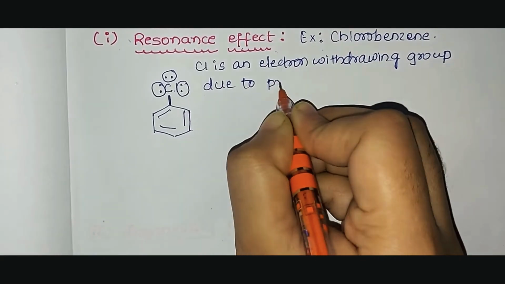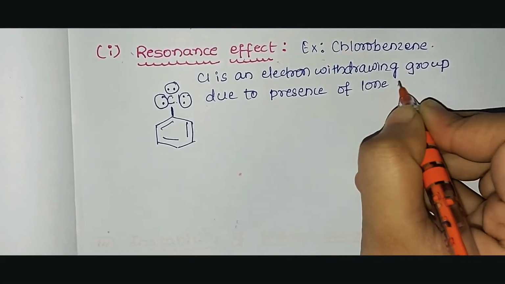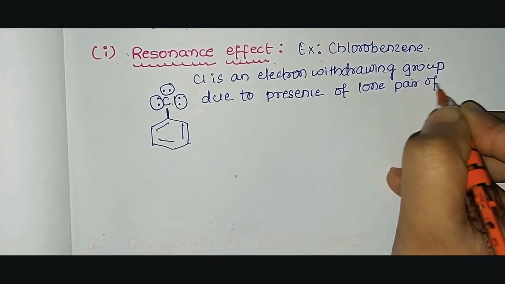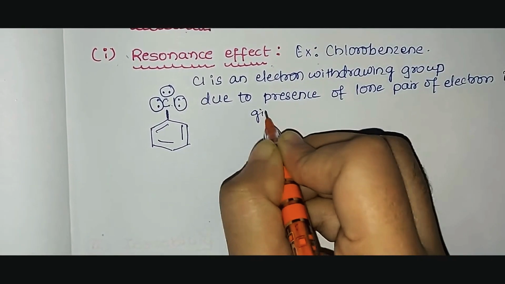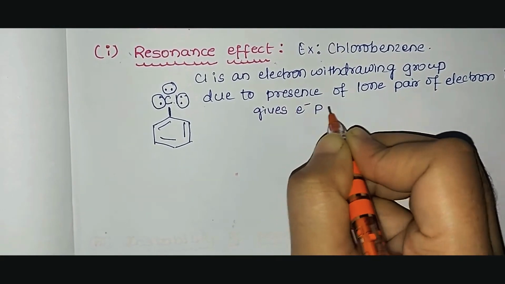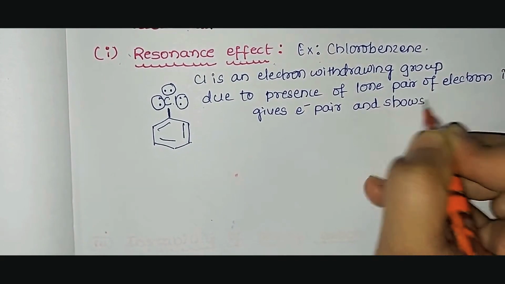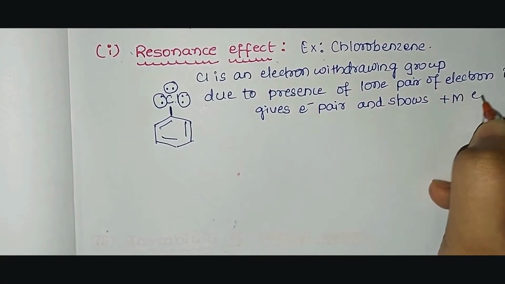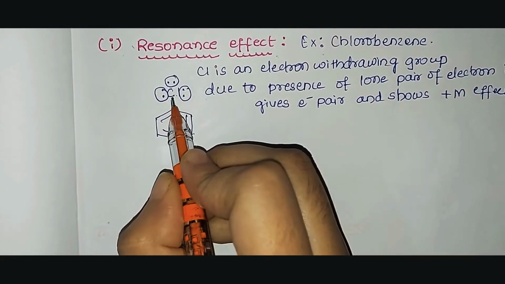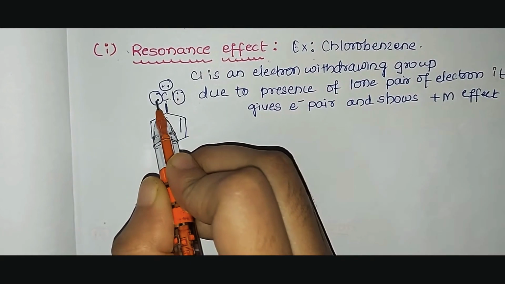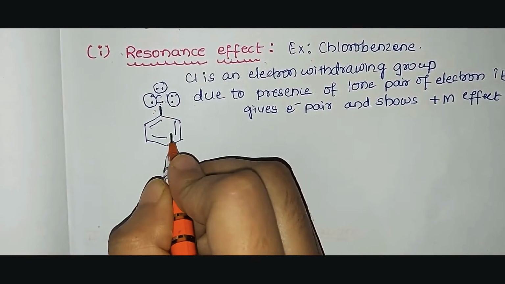So what do we say here? Due to the presence of the lone pair of electrons on the chlorine atom, we say that it gives the electron pair to the benzene ring. Instead of taking the electron pair from the benzene ring, it gives the electron pair to the benzene ring and shows a positive resonance effect. Remember, chlorine has 3 lone pairs of electrons on it. Chlorine has a tendency to give the electron pair to the benzene ring; it does not take the electron pair from the benzene ring.